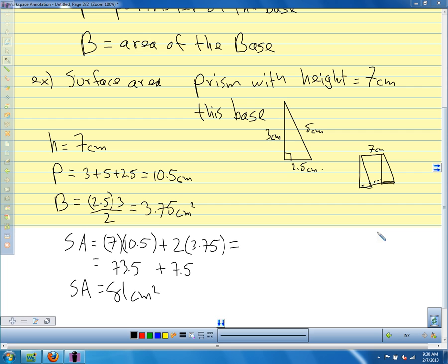And remember that we're using height to talk about the height of the prism, the height of the base. We're using the word base to talk about the base of the prism and the base of the shape that makes up the base of the prism. We're using lots of words to mean a couple different things. So questions on that example? All right, let's look at another one.